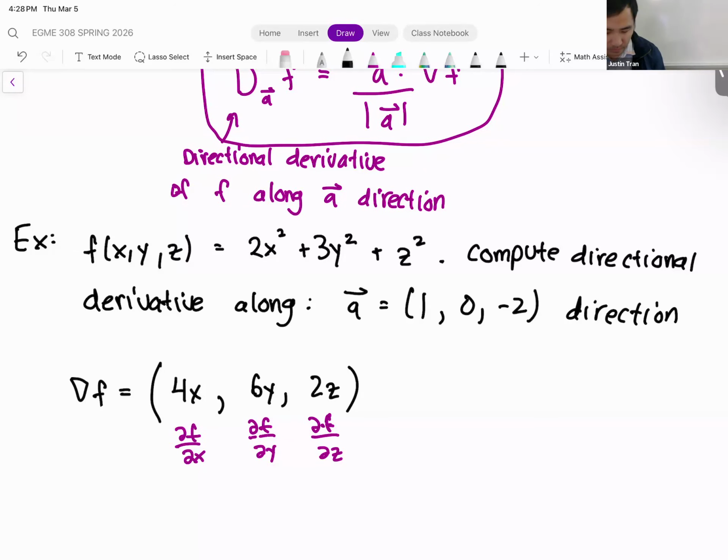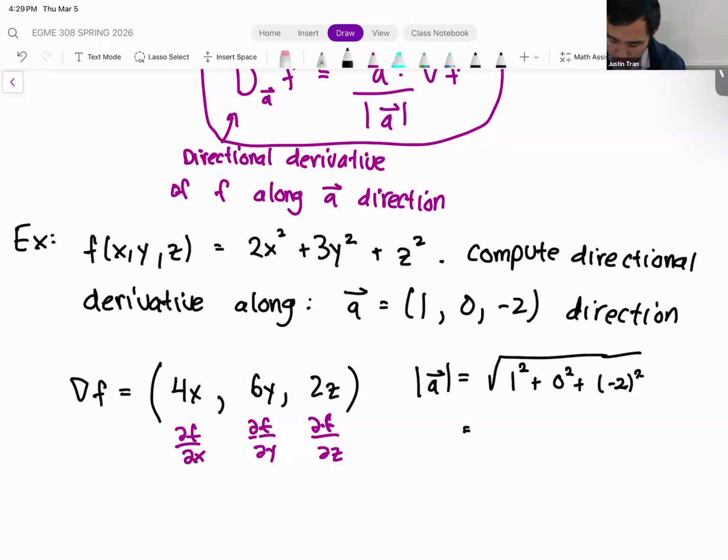All right. Next thing we need to do is compute the magnitude of a, just to make sure we have a unit vector. So magnitude of a is going to be equal to the square root of the sum of the squares of each component of our vector. So it's going to be 1 squared plus 0 squared plus minus 2 squared. All right, so that gives us root 5. Unfortunately, not a very convenient number, but sometimes that happens.